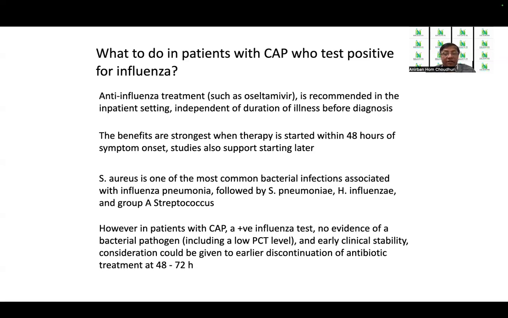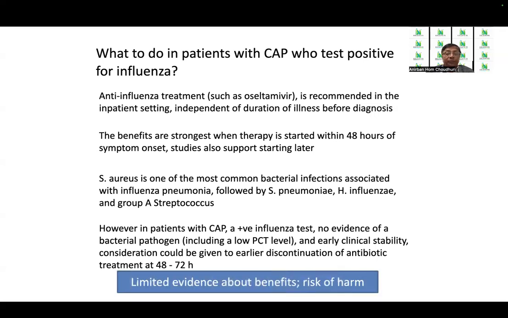So Staph aureus is the most common bacterial infection associated with influenza pneumonia, followed by Streptococcus pneumoniae, H. influenzae, and Group A Streptococcus. However, in patients with CAP, a positive influenza test, no evidence of bacterial pathogen, and early clinical stability, in all those cases, consideration should be given to early discontinuation of antibiotic therapy at 48 to 72 hours.